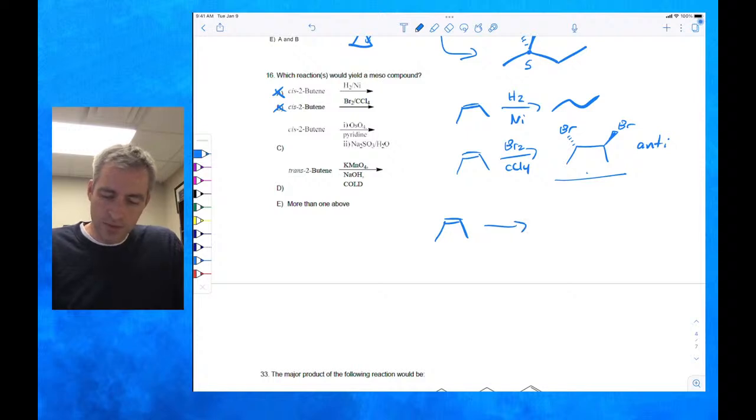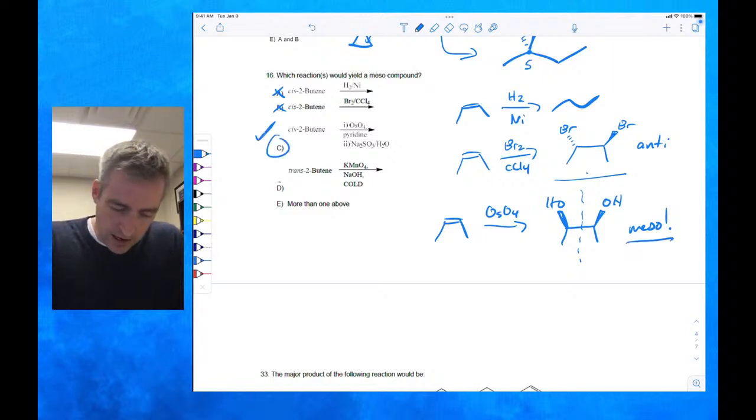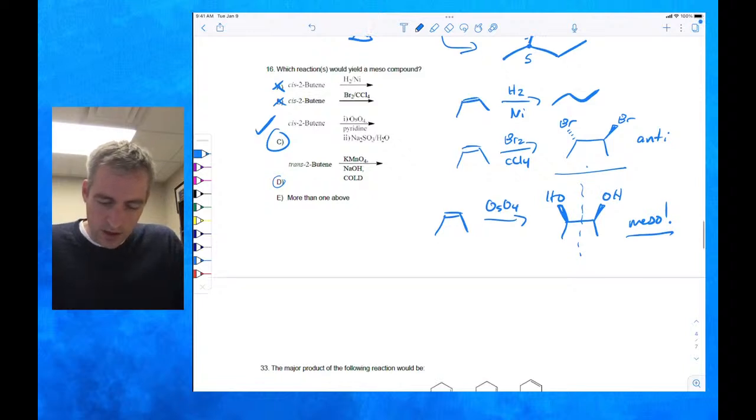This is the osmium tetroxide. This does syn dihydroxylation, so it makes a compound that looks like this. And this one, as you can see, has a mirror plane. This one is meso. So this one is going to be correct. You can see the letter here isn't really super lined up well.